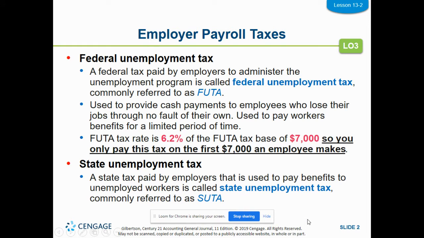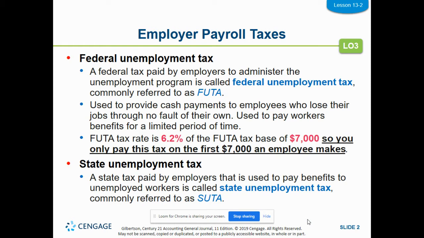So federal unemployment tax. Let's talk about that for a minute. A lot of times it is referred to as FUTA, F-U-T-A. That's how it's abbreviated in the business world most of the time. Federal unemployment tax is the unemployment system. With COVID and everything that's been going on, you've probably heard a lot about unemployment. All of these people who've lost their jobs and gotten laid off are drawing unemployment. That's what this program is, the federal unemployment tax program.